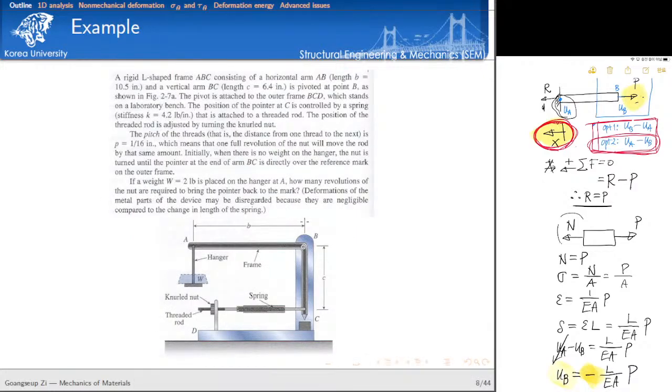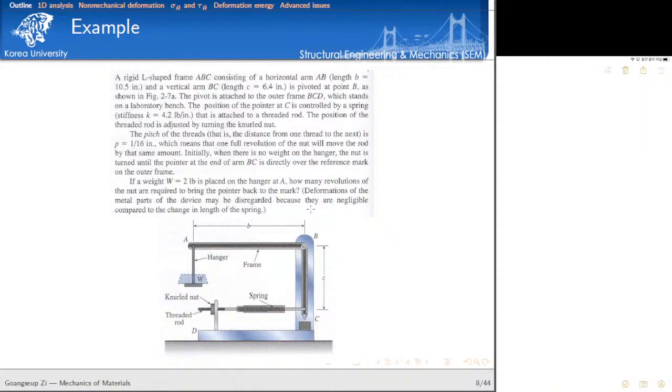Here let's consider a simple example. In this example, I have a spring here, and then we put a weight, and then we have a hinge point. Because of this weight, it produces a force because of moment equilibrium, and this force would stretch the spring. Then we need to calculate the movement of point C. That's the problem. Okay, first I want to calculate the force at point C.